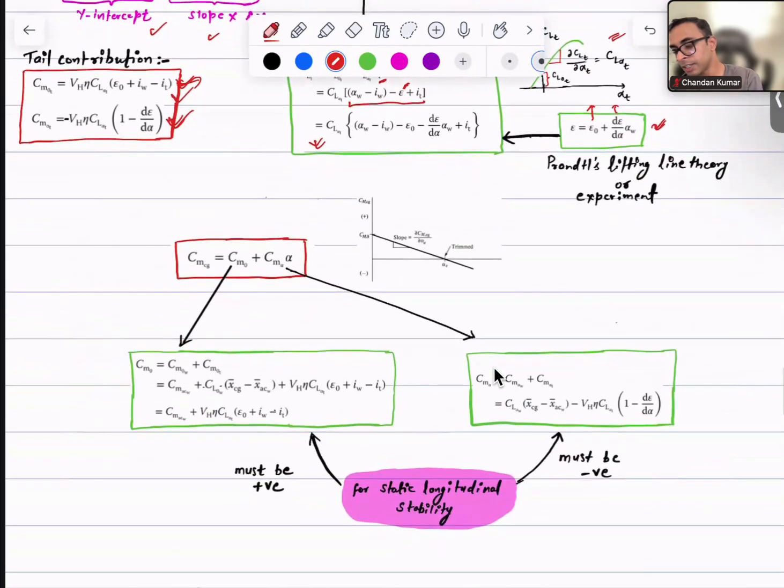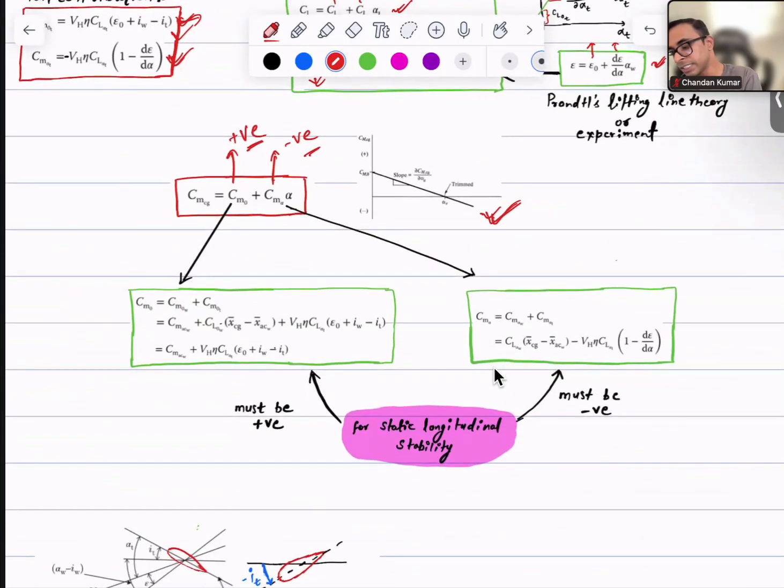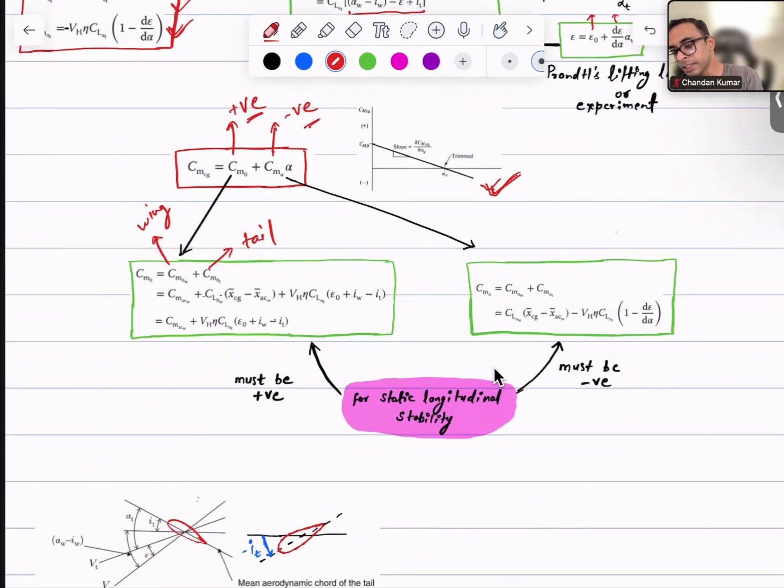So now we have the main equation here, which we started with this criteria. We want to have this as positive and this as negative, because we want the slope to be negative, and this is essential for having the longitudinal stability. Now we see that in this first term the contribution is from the wing, and this is the contribution from the tail. In the same way, in the slope we have the contribution from the wing and then the contribution from the tail.